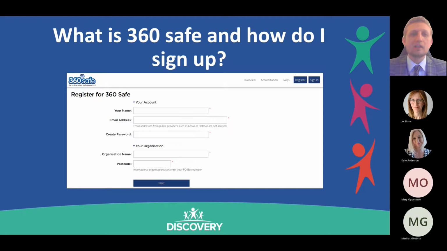Just to be clear, your email address and password on here will be what you use to log in, and it must be an educational email address or a work email address. They will not accept any Gmail or Hotmail emails. You put your organisation name in and postcode, and then you send that off to Southwest Grid for Learning. They will be in touch over the next few days to confirm that your account has been activated, and then you are able to log in and start your online safety journey.